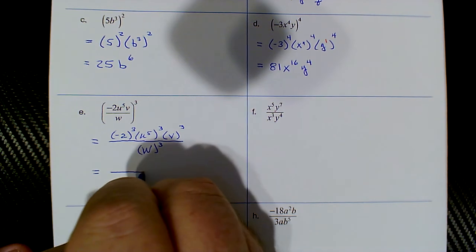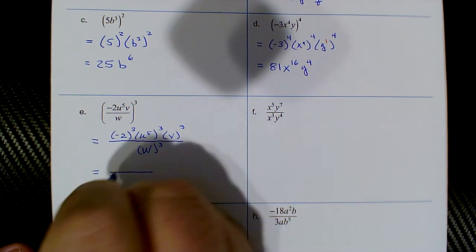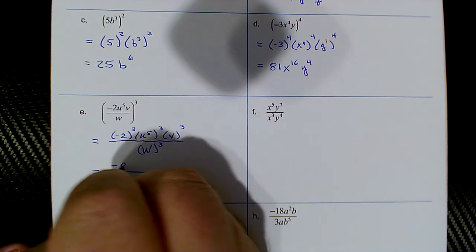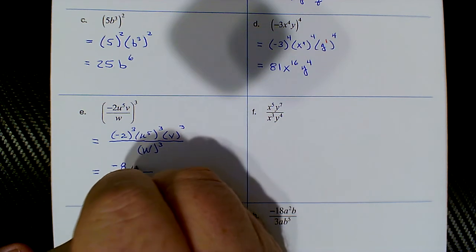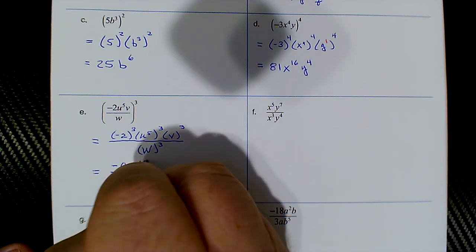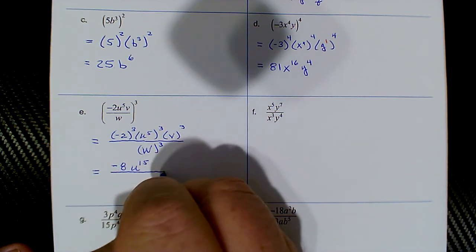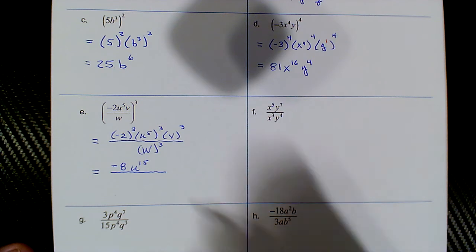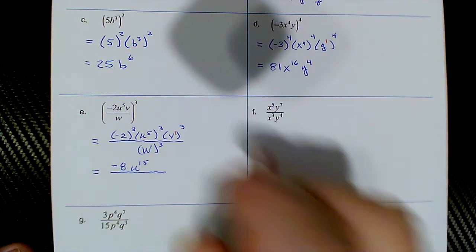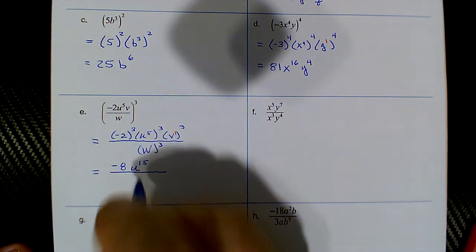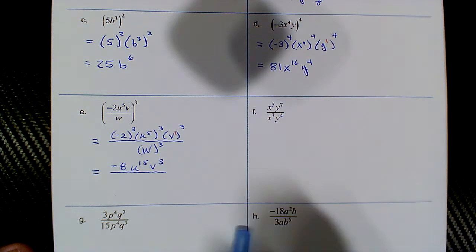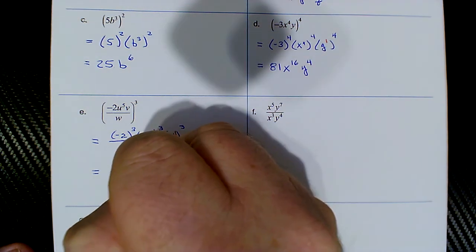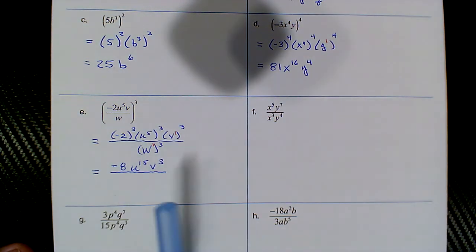So negative 2 to the third is negative 8. U to the fifth raised to the third, again we multiply the exponents here, so u to the 15th. This is v to the first, understood. If you want to slide the 1 in there, you can. Raised to the third is v to the third. And similarly, this is w to the first, raised to the third, would give us w to the third.